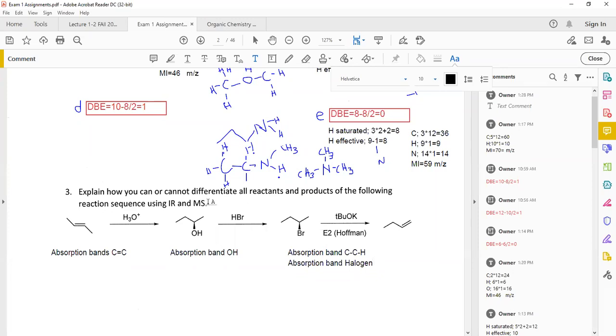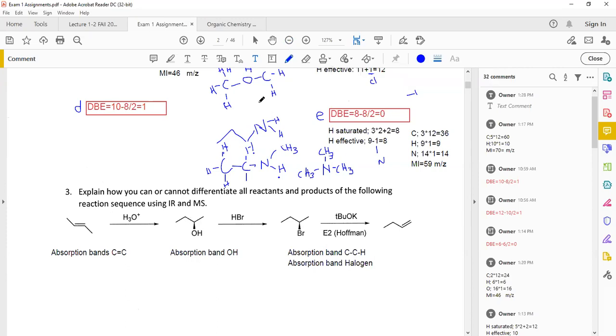In the MS, it will be much easier because this one is going to break here in the CH3, and then you will get the double bond at the end. This one will break here in the OH. So you will have this fragmentation and this other fragmentation. And then it will start breaking in the middle. For this one, it will break here at the bromine.